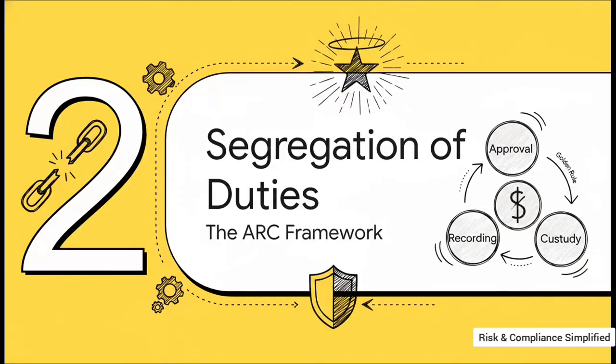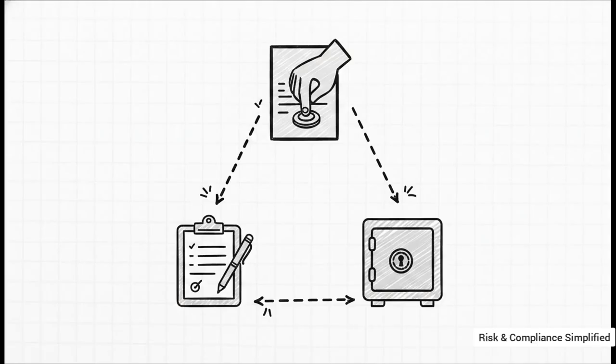Moving right along to Section 2, Segregation of Duties, and the ARC framework. Now we've reached what is basically the absolute golden rule of risk management. We achieve effective internal control by carefully distributing tasks. The goal? Ensuring that no single person has full control over an entire transaction from start to finish.